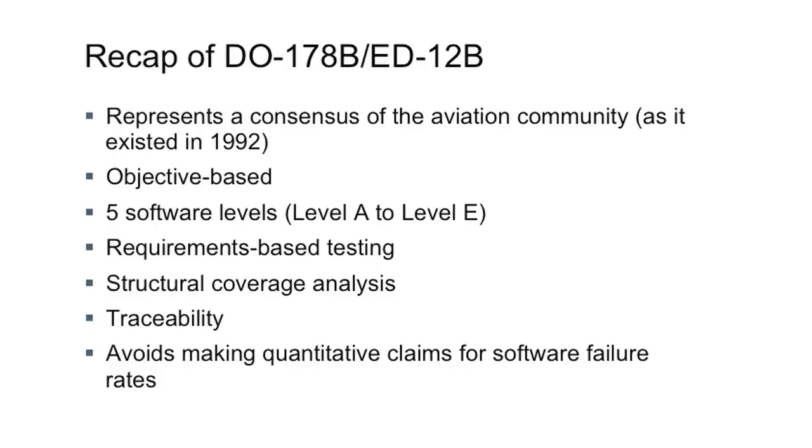So DO-178B is the standard that pretty much all the software flying on airliners, like anything built by Airbus or by Boeing, has to meet. It was written in 1992, and it's a consensus-based document. So by that I mean that there were about 260 people on the committee that wrote DO-178B, and they came from certification authorities like the FAA and the CAA, from aircraft manufacturers like Boeing and Airbus, from equipment suppliers, and from software houses and consultancies.